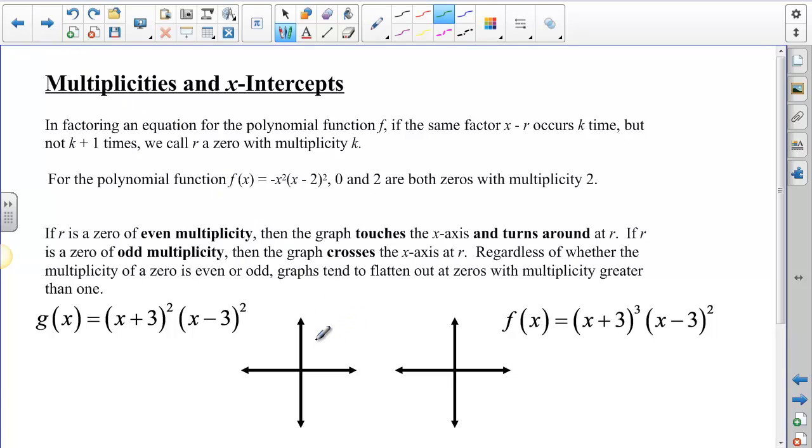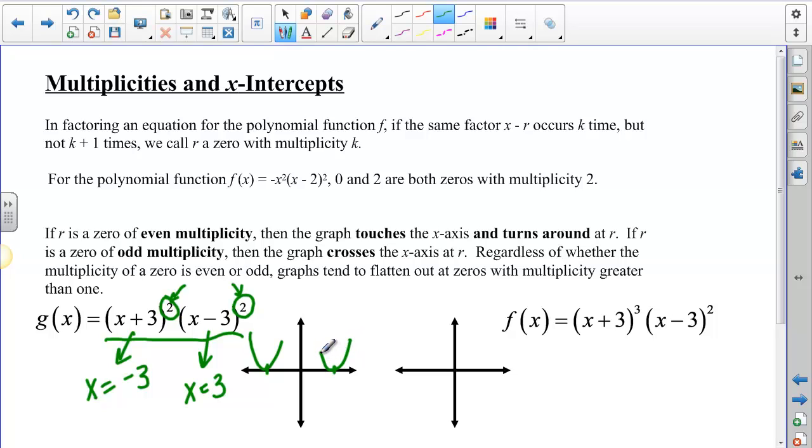Now, sometimes when we factor, we get things that look like this. And these exponents tell us the multiplicity of the zero. For example, this factor tells me that x equals negative 3. And this factor tells me that x equals positive 3. These are the multiplicities. This is an even multiplicity of 2, and this is an even multiplicity of 2. What does that mean? Well, it means if this is negative 3 and that's positive 3, what's going to happen is the graph is going to bounce off the x-axis in both of those points.